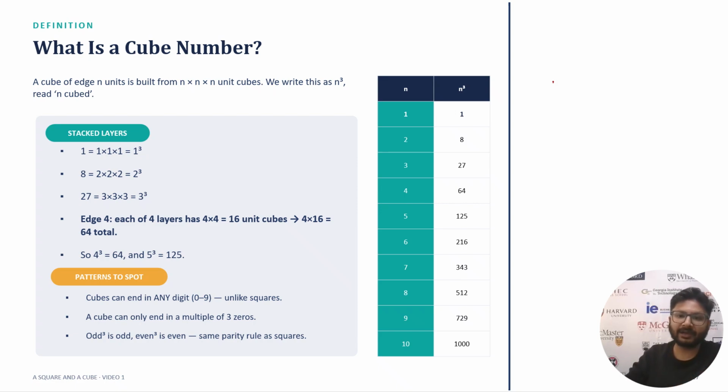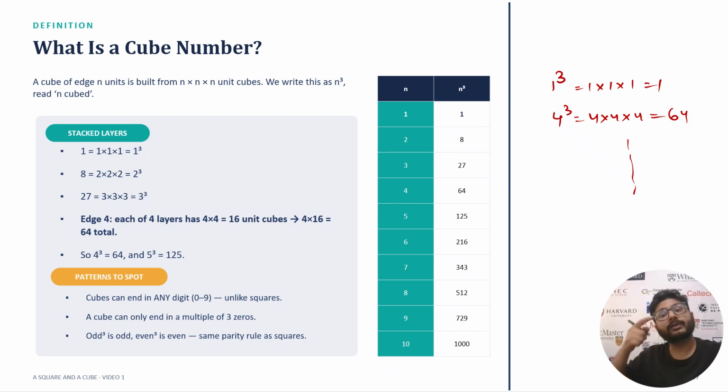So if I talk about, let's say, 1 cube, it means 1 cross 1 cross 1, which is 1. If I take 4 cube, 4 cross 4 cross 4, which is 64, and so on. So now the power is being raised by 3, which means that the base needs to be multiplied by itself 3 times. These are the cubes of the first 10 numbers, 1 to 10, which you should remember. It is going to come handy in your calculation.